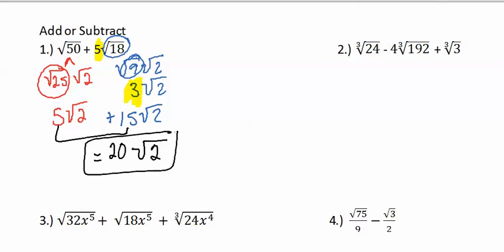Go ahead, pause the video, see how you can do on the next 3. They're a little bit more complicated, have a little bit different twist to it, but go ahead and see how far you can get.